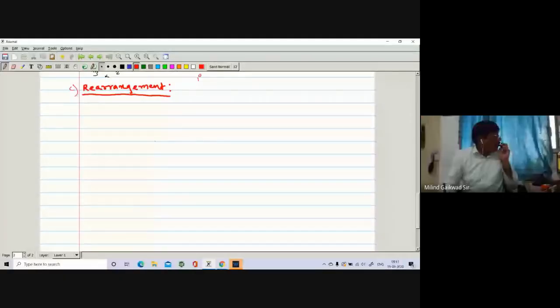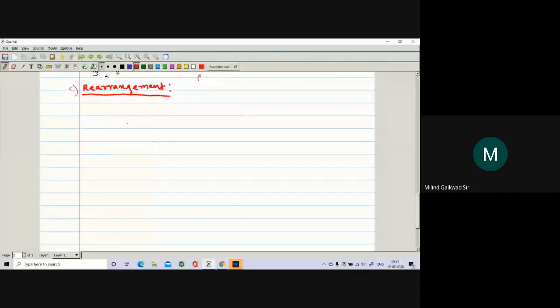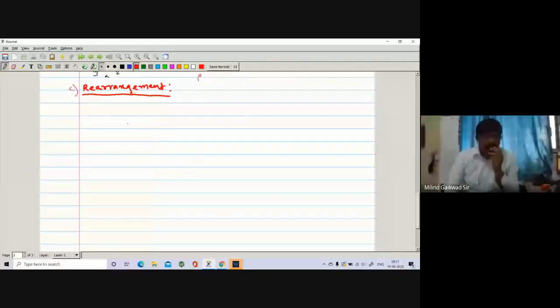Suppose it is 9:10, it requires some more 10 to 15 minutes. Let me know whether you got this point or not. What have we learned? We have learned E2, E1. In E1 mechanism, there is a formation of carbocation.